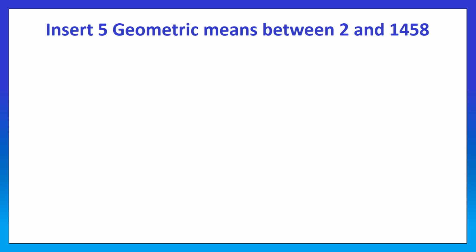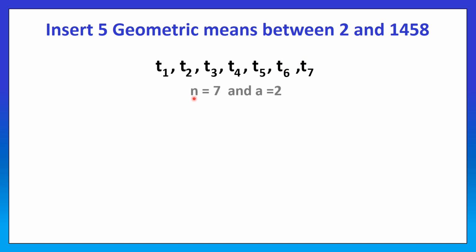Now let us try to insert 5 geometric means between 2 and 1458. Inserting 5 geometric means between two numbers makes the total number of terms 7. The first term is 2, which we know, and the last term is the seventh term, T7. In between we have to insert 5 geometric means. So n is 7 and the first term a is 2. Now we have to apply the formula Tn is equal to a into r raised to n minus 1.